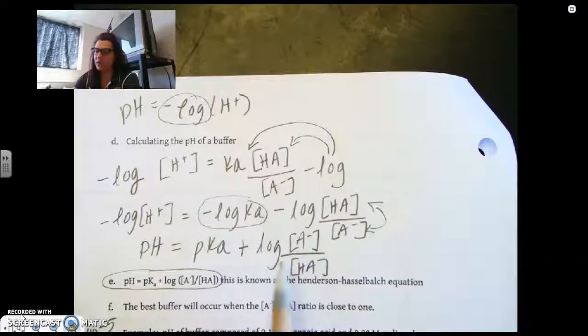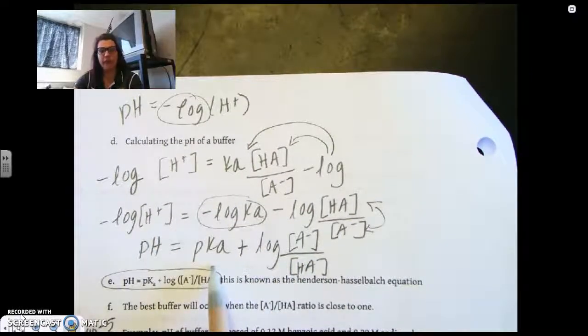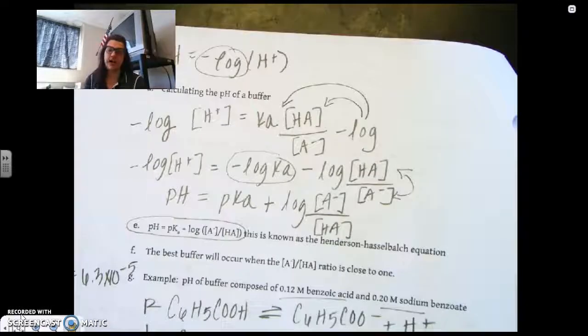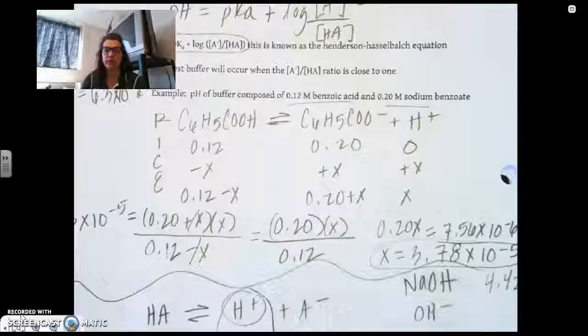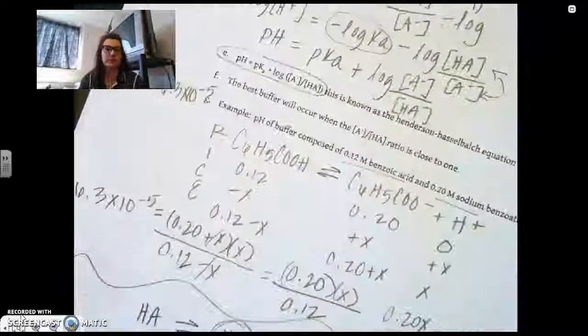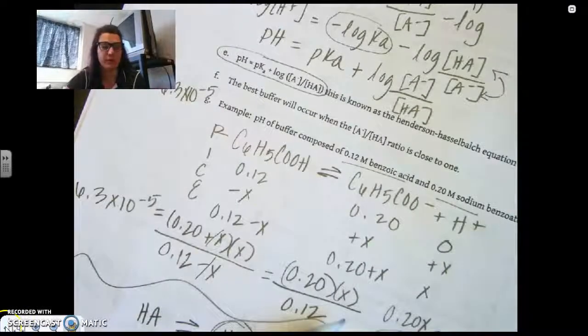Okay, you can also use this equation that we just did up here. You would do the pKa, so the negative log of the Ka, plus the log of 0.20 divided by 0.12, and you'll get the same answer of 4.42 pH. Okay, so that's it for buffers. We'll do some examples of this in class to make sure that we understand what we're doing. Thanks.